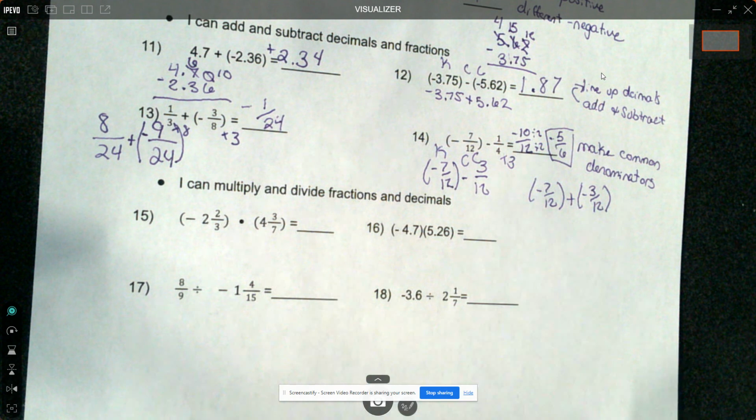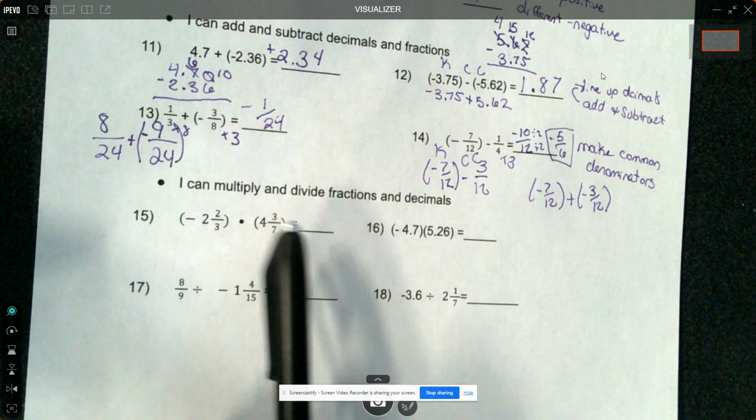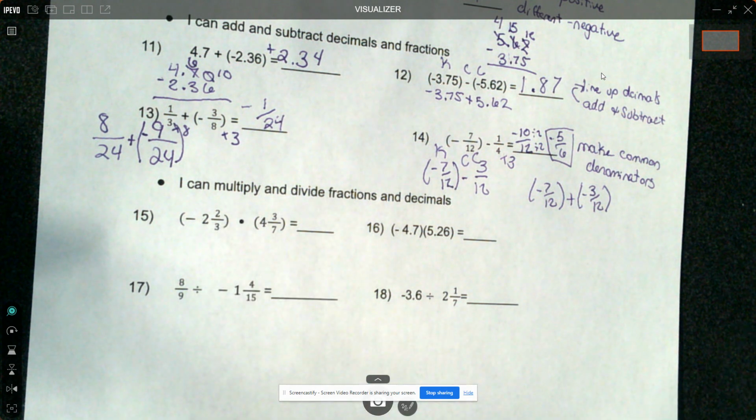One of the last sections is multiplying and dividing fractions and decimals. So again, it's the same rules. If they're positive numbers, if they're the same sign, your answer is going to be positive. Different signs, answer is going to be negative.